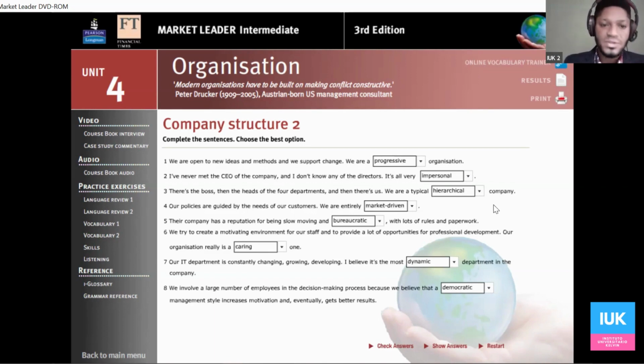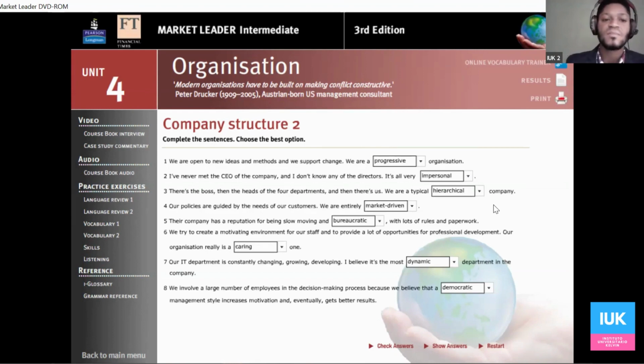3. There's the boss, then the heads of the 4 departments, and then there's us. We are a typical hierarchical company. That means there is a chain, a ladder to follow. A hierarchical company. 4. Our policies are guided by the needs of our customers. We are entirely market-driven. Remember, the market refers to the body of consumers or customers that a company reaches with its products, goods, or services.